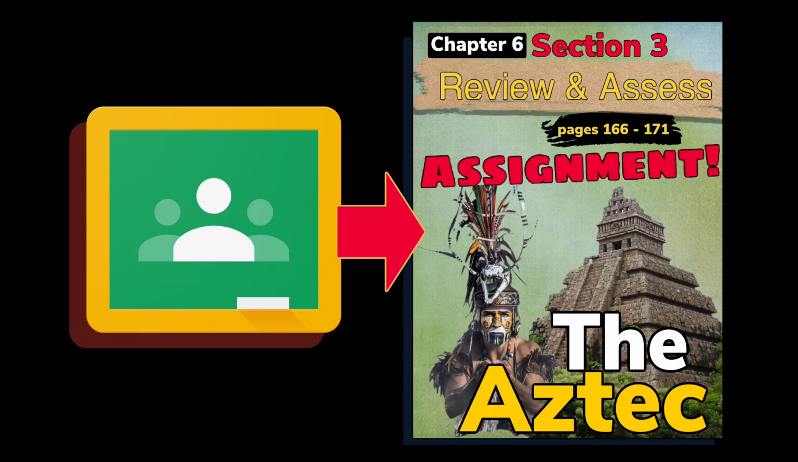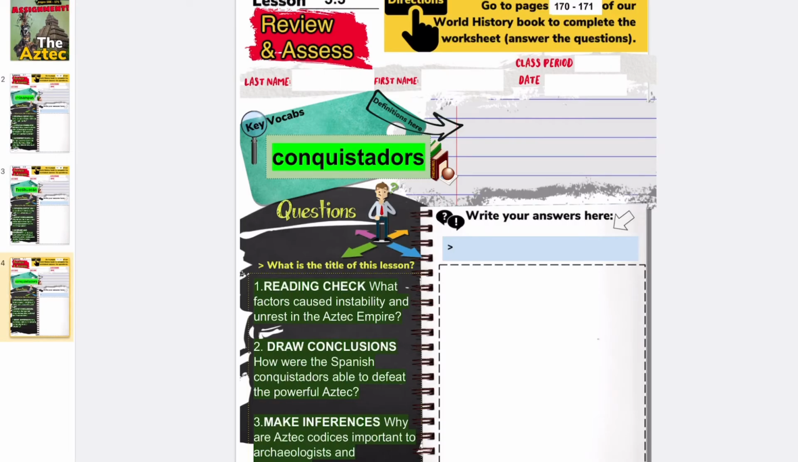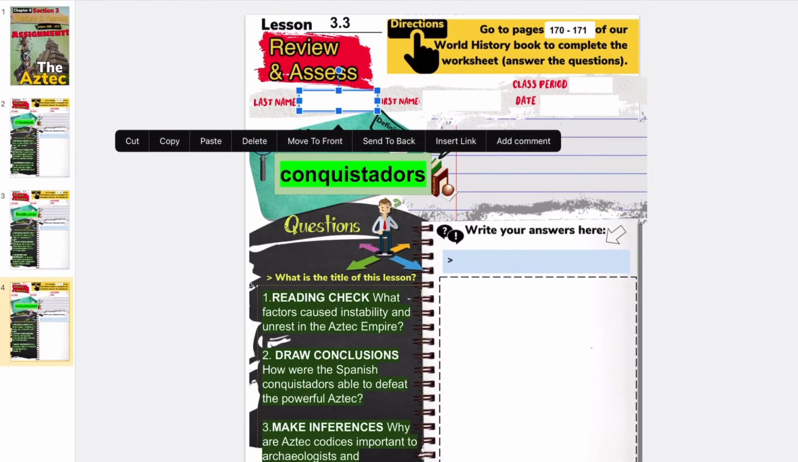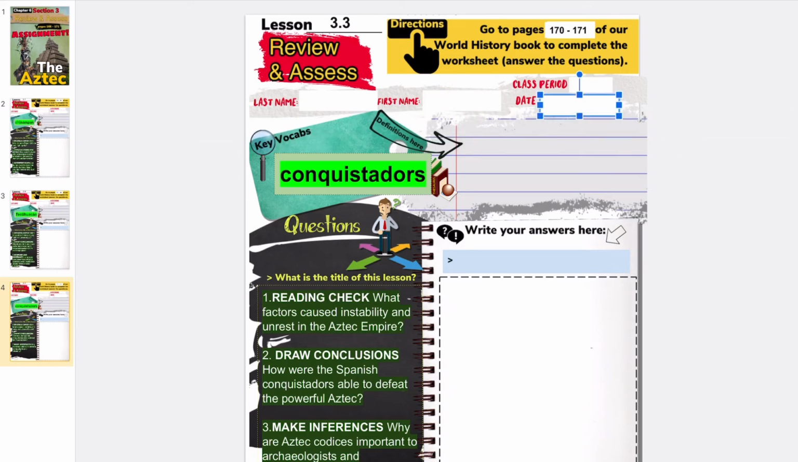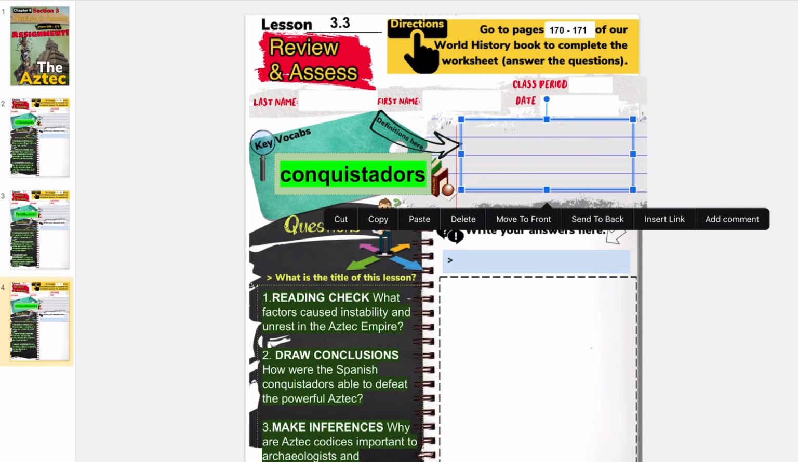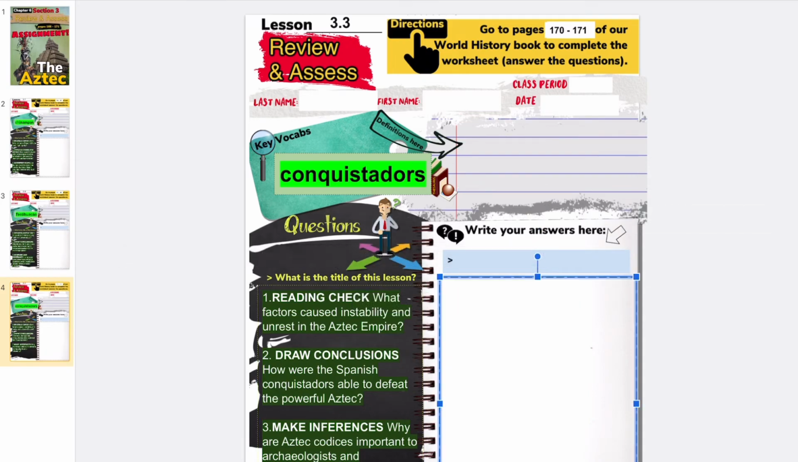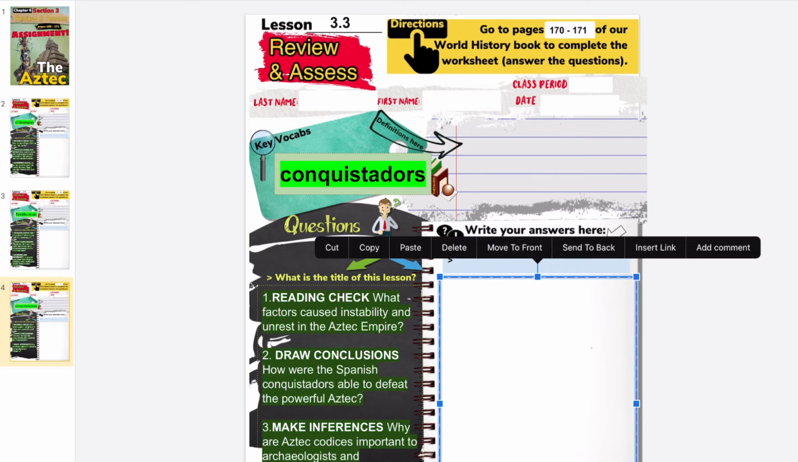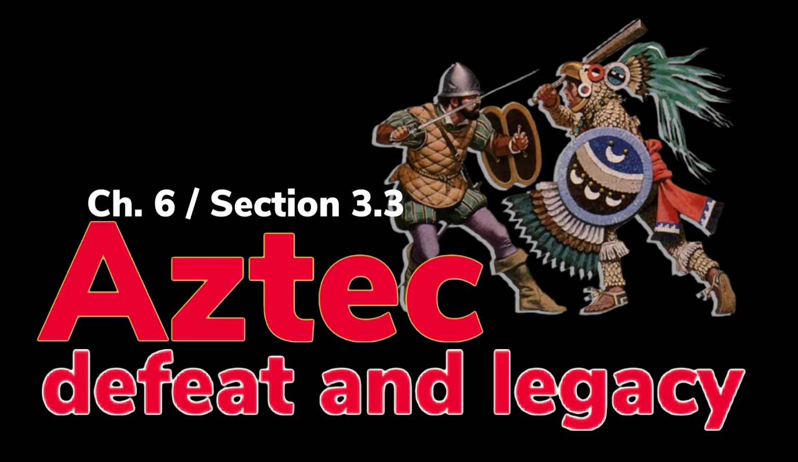Now go to our Google Classroom and open the review and assess assignment. And of course, it is the last lesson. This would be the last slide. Don't forget to fill in your last name, first name, class period, and date. Our key vocab is conquistador. I believe this is not the first time that you will encounter this word. And don't forget to write the title of the lesson. Obviously, I keep on repeating this: if you want to get full credit, number one, have the correct answers, and number two, using your own words, write your answers in complete sentences.